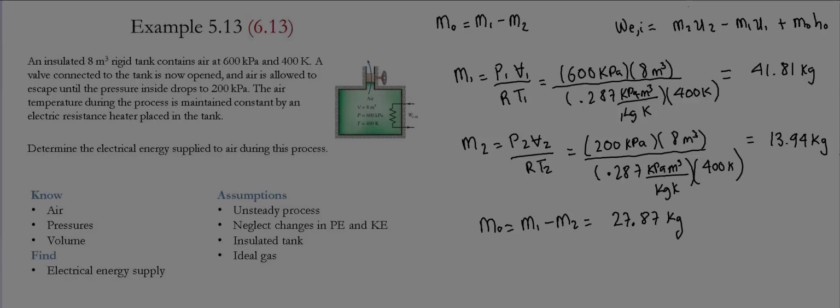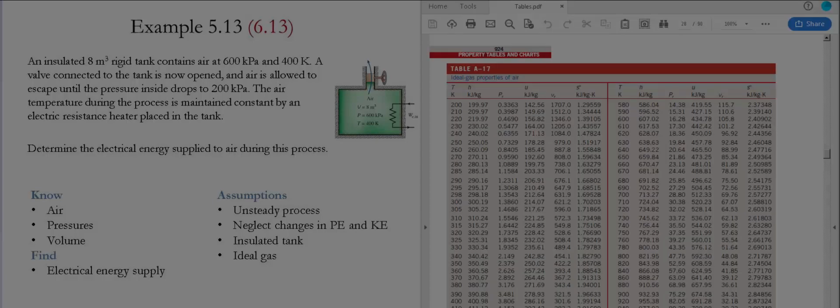Now that we have the masses, we're going to substitute into the equation to find the electrical energy supplied to the air during the process. In order to do that, we need to determine the value of the internal energy at the beginning and at the final state. Since the temperature is maintained constant, the values for u2 and u1 are exactly the same. Then we go to table A17 for air, and we look at the internal energy for the temperature of 400, and we find that the internal energy at that temperature is 286.16. Now we need to find the enthalpy leaving the system. That is also at 400 Kelvin. So we go to the same table and we find the value of the enthalpy to be 400.98. All of these are in kilojoules per kilogram.